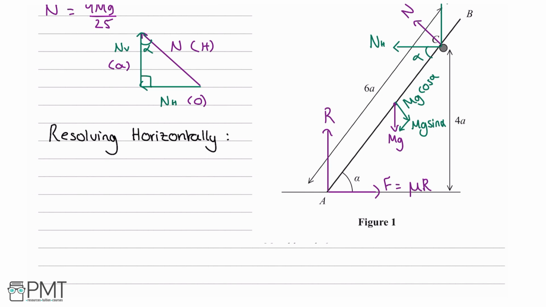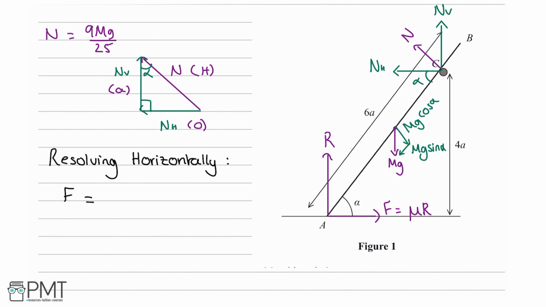So the only force we have acting to the right is our frictional force, which is mu R. So what we can say is our frictional force F equals, now our force acting to the left, or acting in the opposite direction to the friction, is NH, which is the horizontal component of our normal. So I'm just going to say this equals NH.